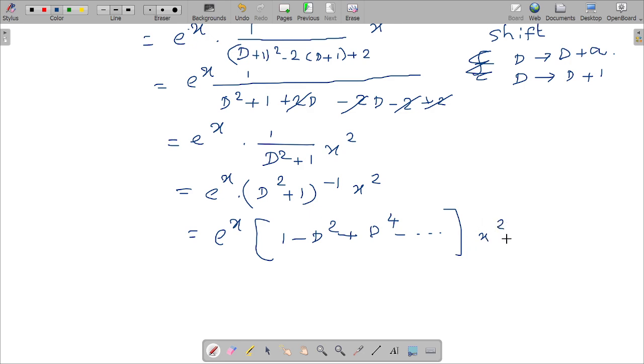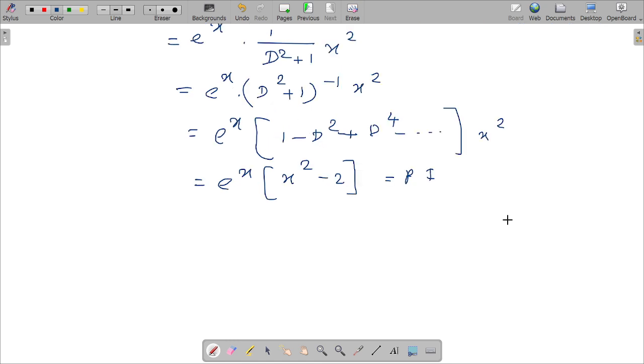But already we know that the power of x is only 2, so d power 4 is not required. Therefore, e power x, multiply that x square inside, x square, and then d square of x square is 2. So x square minus 2 is the particular integral. X square minus 2 is the particular integral.